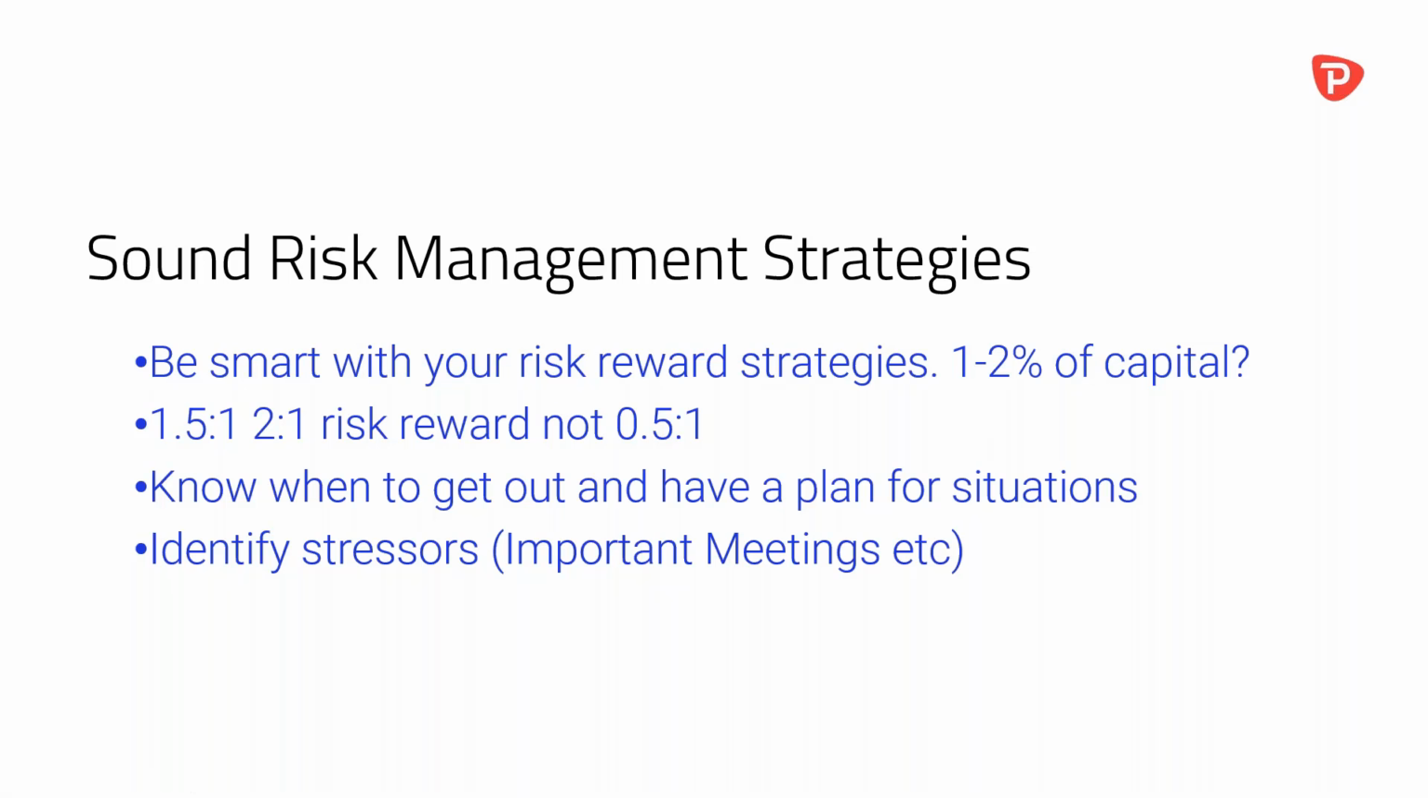Okay, sound risk management strategies, all the standard stuff, 1 to 2% of capital. Obviously, you want to look for higher risk rewards. You don't want 0.5 to 1, 0.75 to 1. You need to be honest with yourself. You need to keep a journal and try to figure it out.